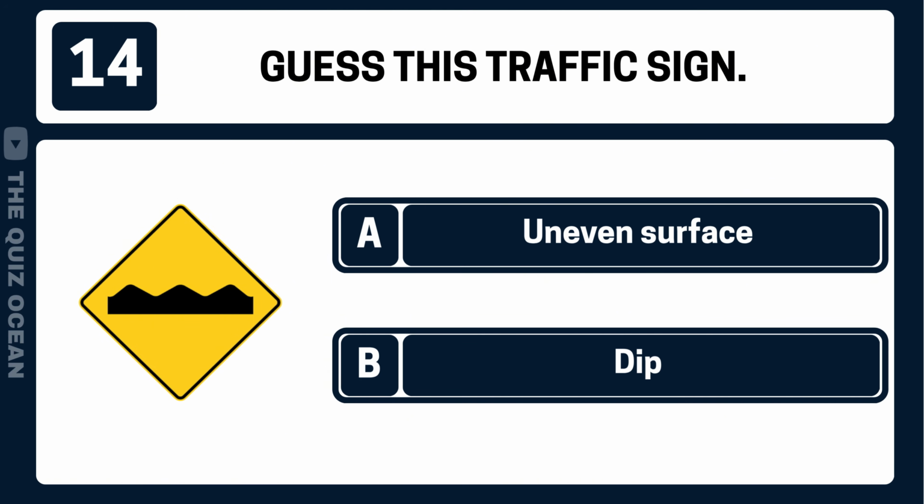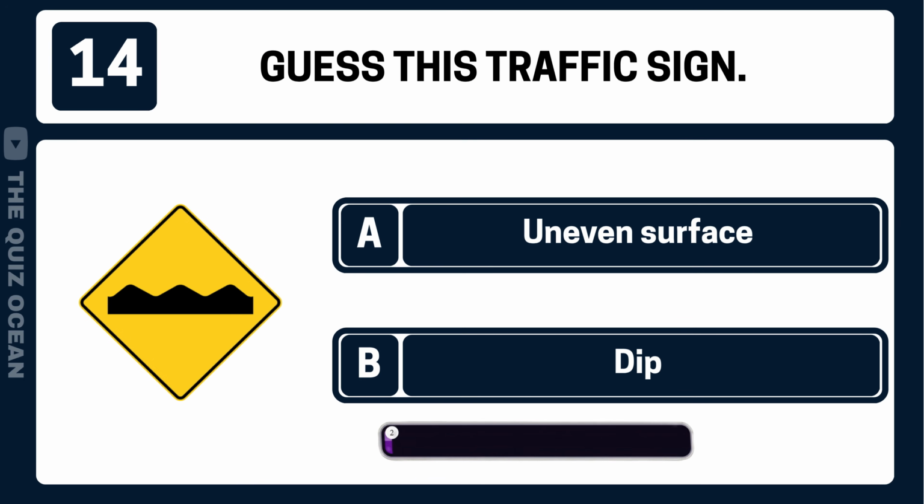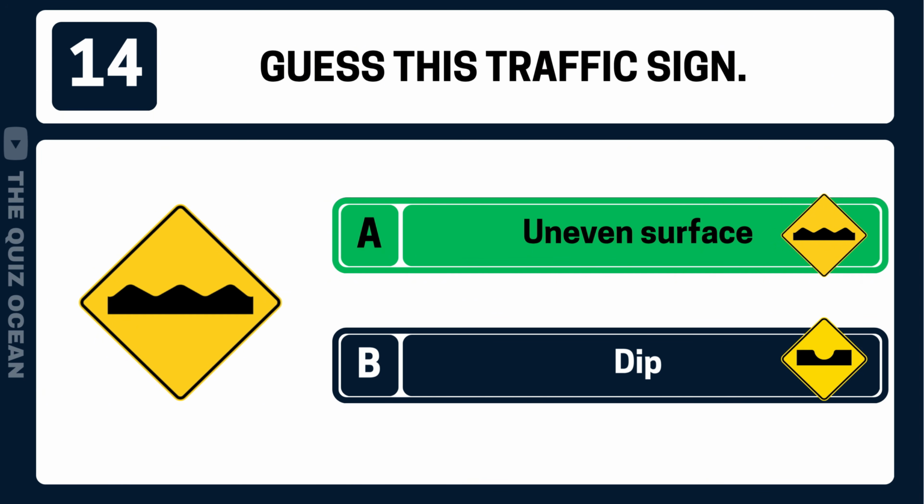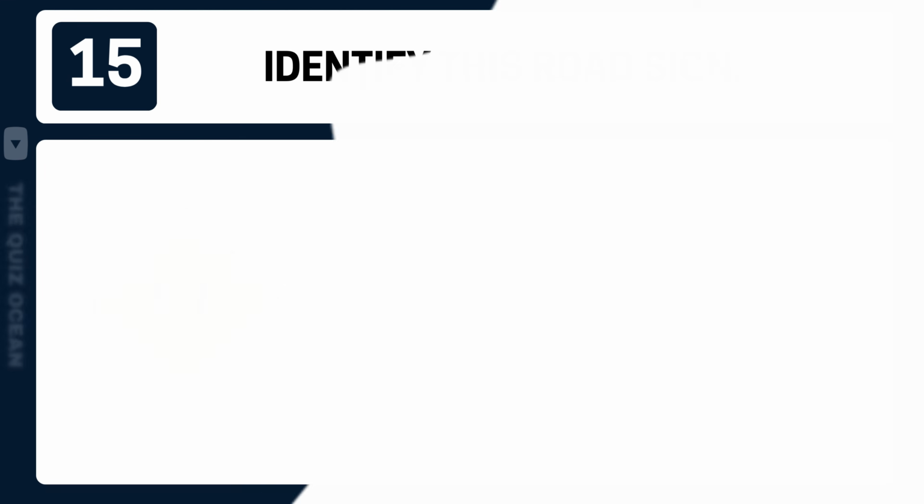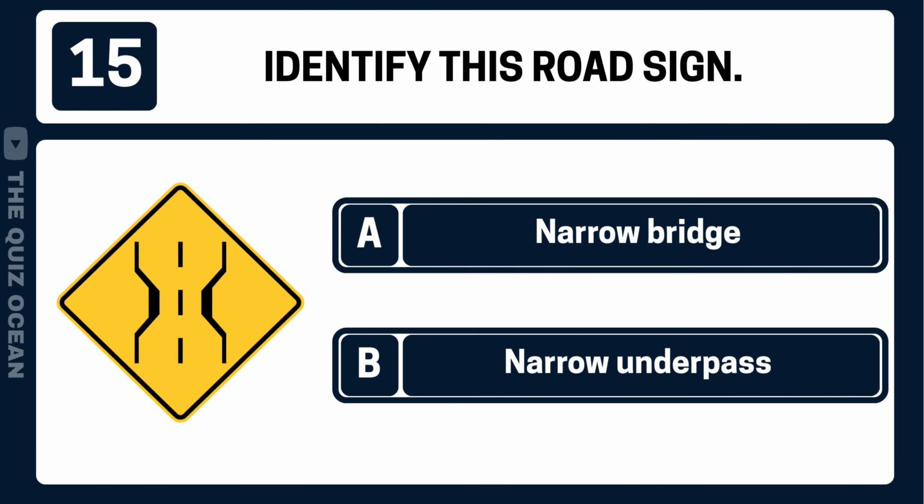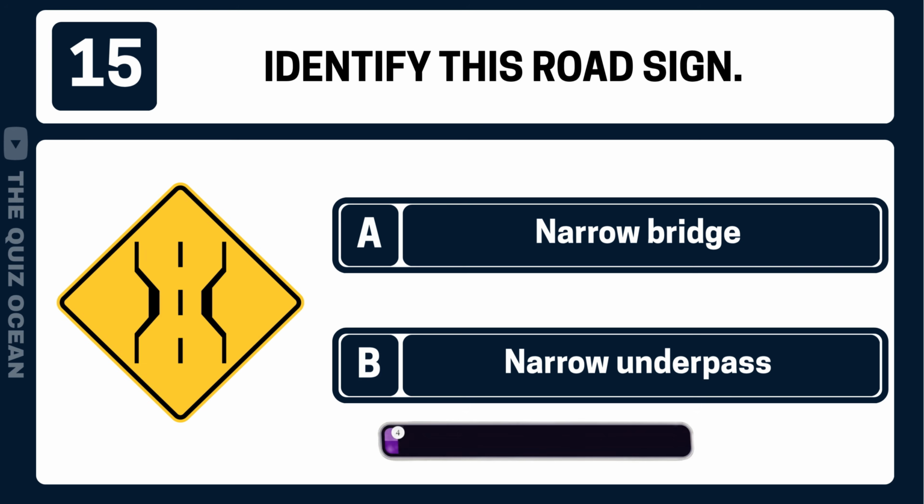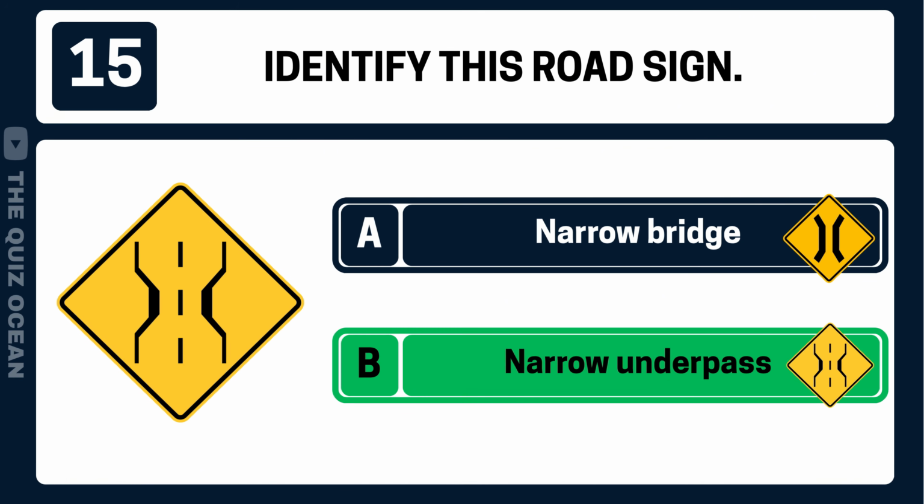Guess this traffic sign. A. Uneven surface. B. Dip sign. Perfect. It is the uneven surface sign. Identify this road sign. A. Narrow bridge. B. Narrow underpass. Exactly. It is the narrow underpass sign.